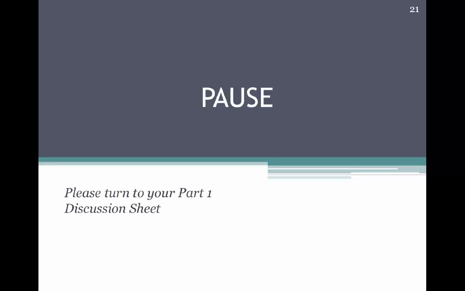Refer to Part 1 of your discussion sheet. Identify risks and benefits for Dr. Frost using a pilot curriculum versus a phase-in curriculum. Make an argument for one versus the other. Pause the lecture and take time to complete this portion of the discussion sheet. When you have completed this exercise, please move on to the next section.